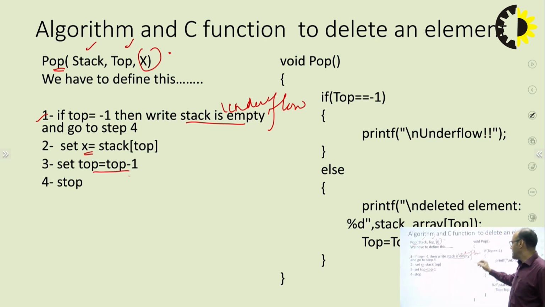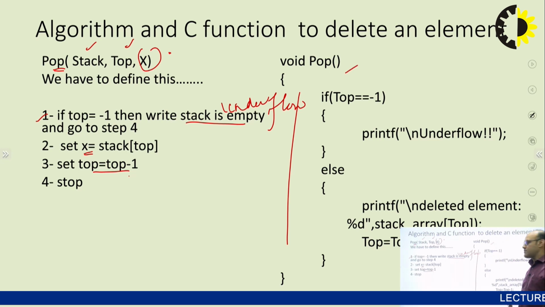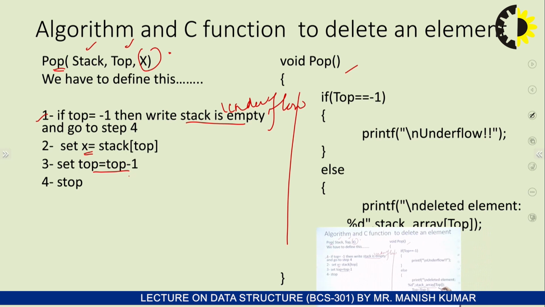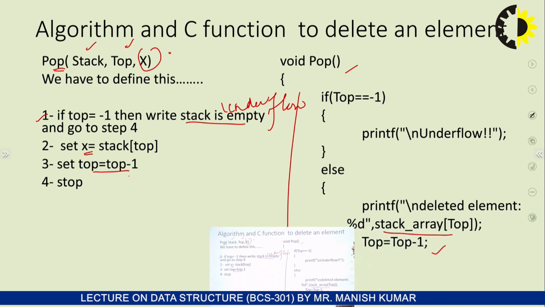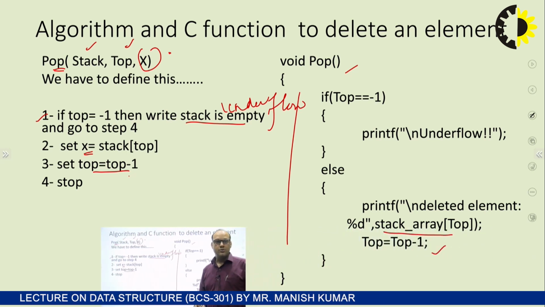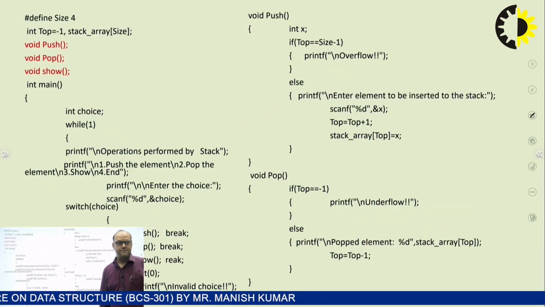And how it is implemented using a C program, let us see here. We have made a function, the name of that function is pop. If top is equal to minus 1, it will print underflow. Otherwise, we will print the deleted item. How will it be printed? The item is taken out from the position of top and we will decrement top, top is equal to top minus 1. So this is the C function to delete an element.